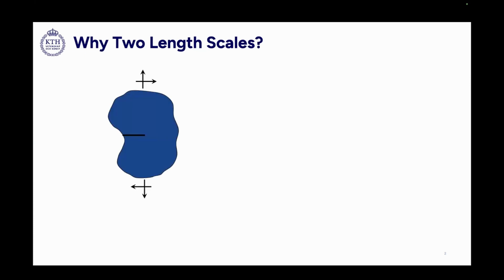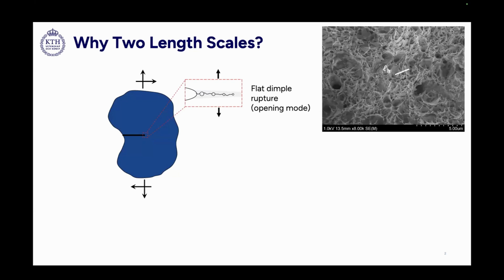Imagine we have a continuum body, and there is a void embedded. When we load it in tension, the void will start to grow, and then they will link up together, leading to fracture. We call it flat dimple rupture in the opening mode.